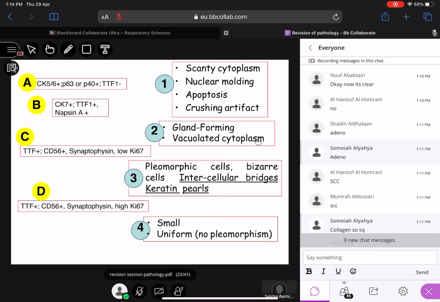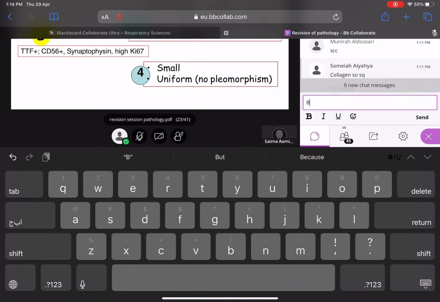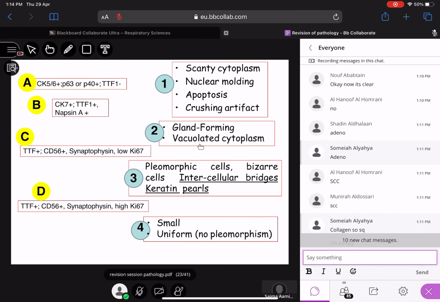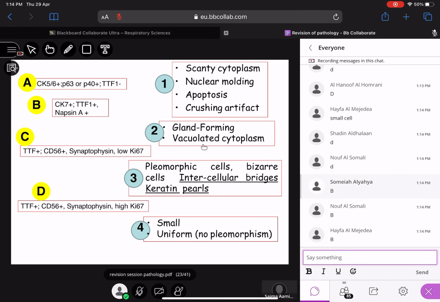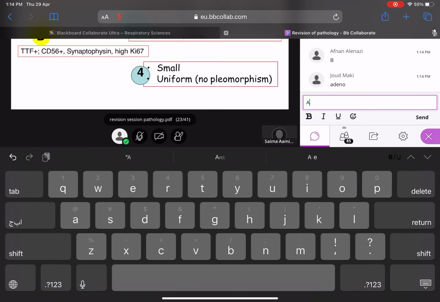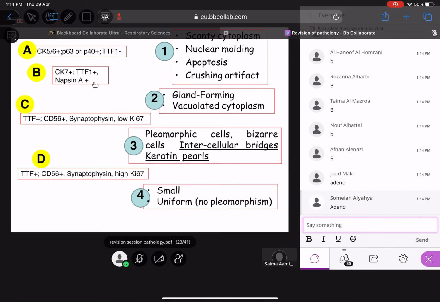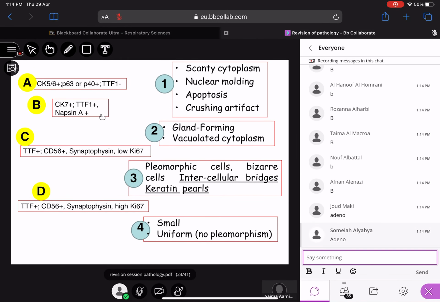Excellent. Next case. It's a gland forming tumor with vacuolated cytoplasm. You can see mucinous cytoplasm. And okay, B. Very good. Excellent. So you have cytokeratin 7 positivity, TTF1 and Napsin A are positive, and Jude and Sumaya, you're absolutely right.